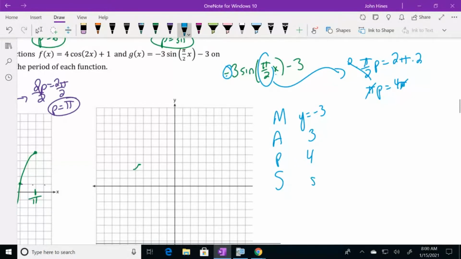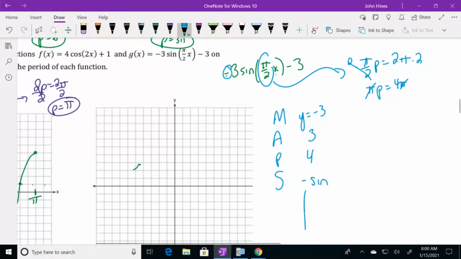Shape, well, it's a sine curve, but there is a negative in front of it. So, as my phone rings here, can I hold on for 1 second? Okay, perfect.